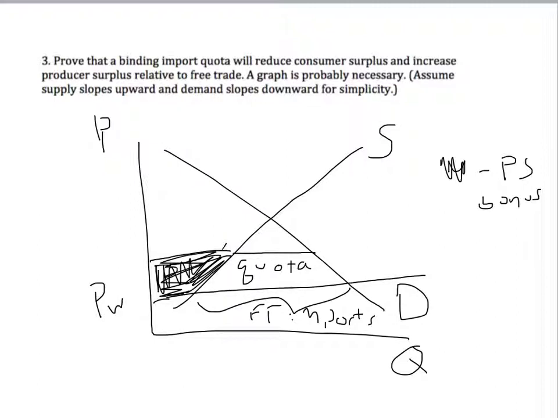And now that we've drawn this graph, we just have to explain what's going on here and what this black shaded area represents, and we can get full credit.